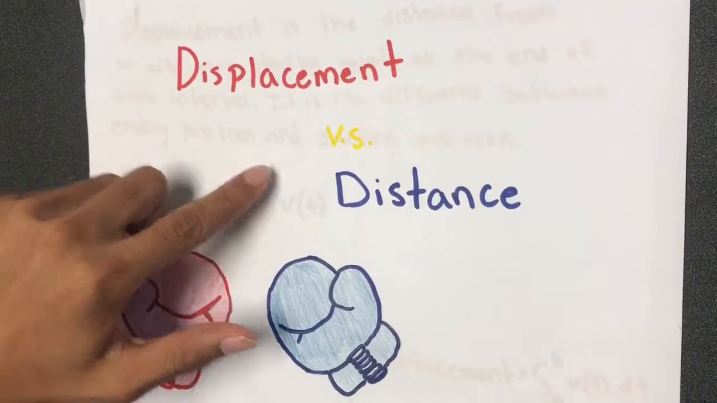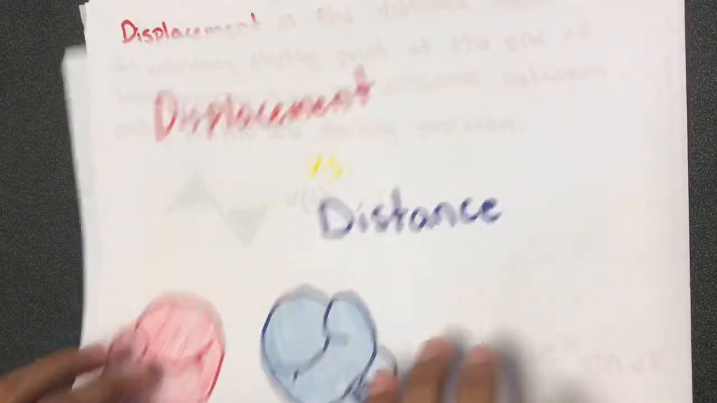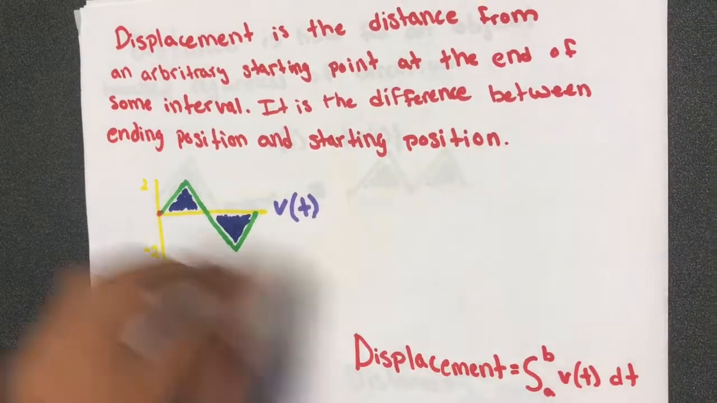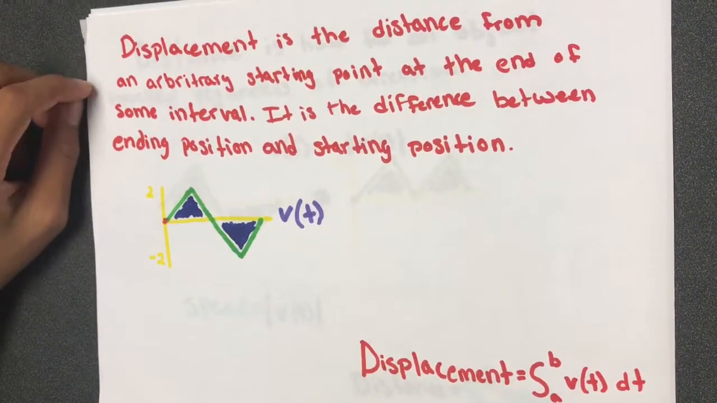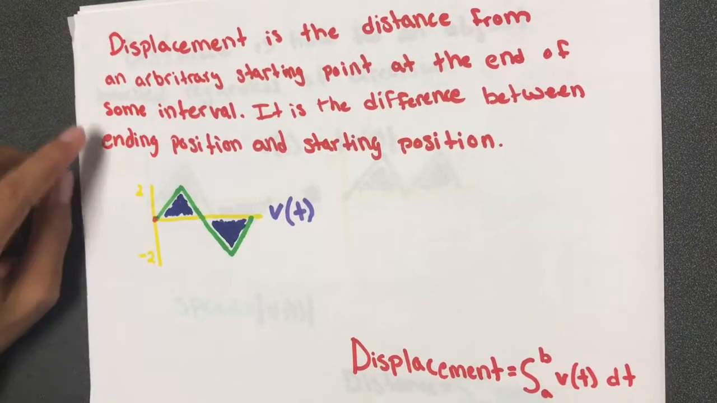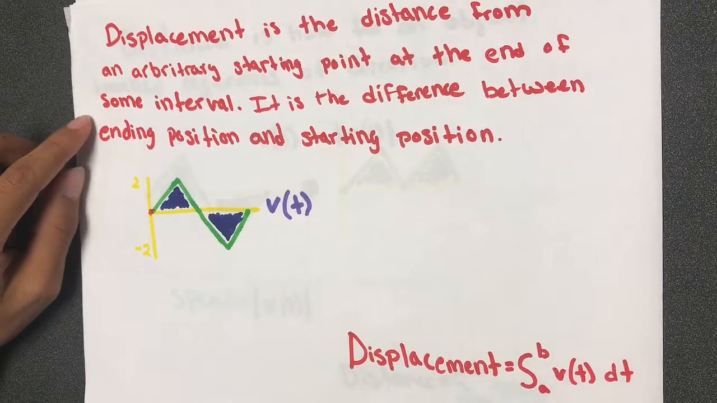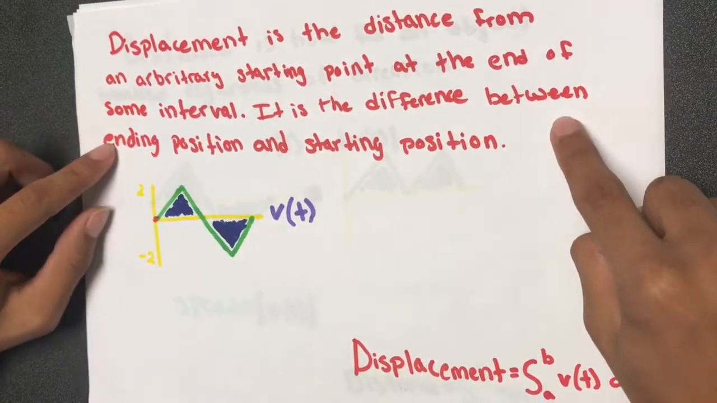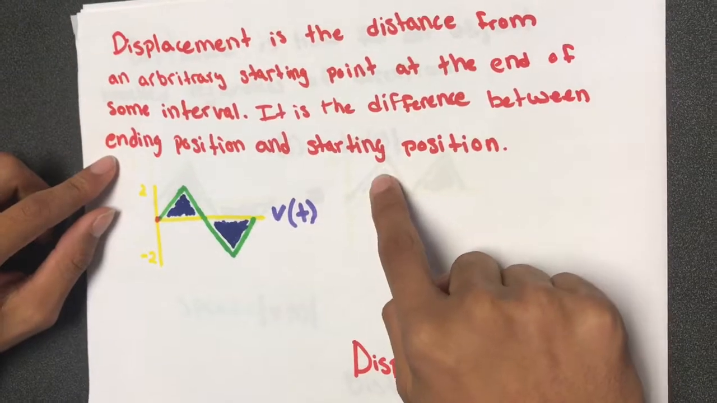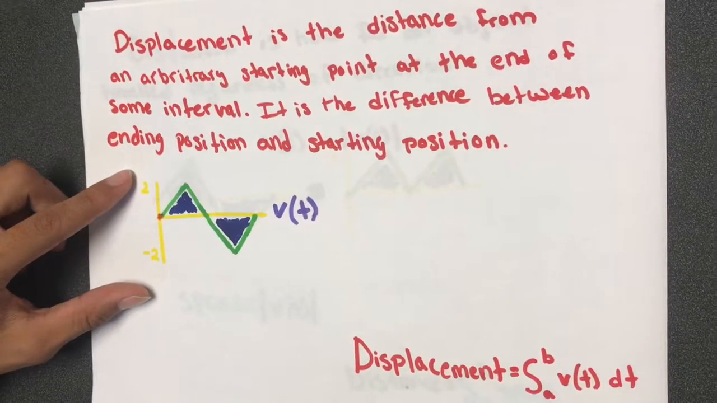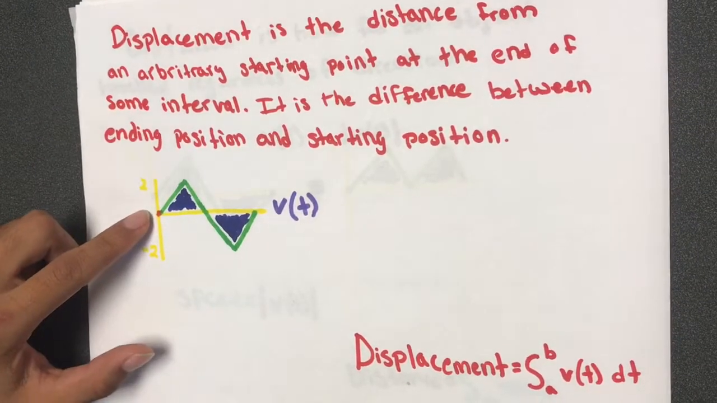Displacement versus distance. Displacement is the distance from an arbitrary starting point at the end of some interval. It is the difference between ending position and starting position. In this velocity function graph, red is the starting point.